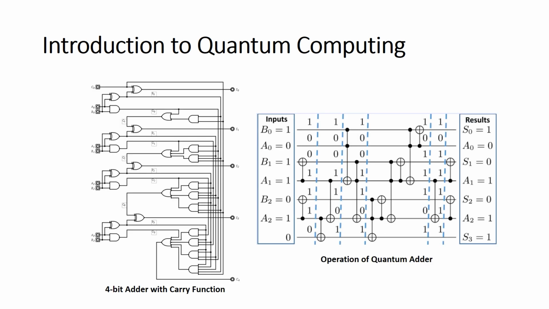In this slide, we are going to explore the practical side of quantum computing by comparing classical and quantum adder circuits. On the left, you see a classical 4-bit adder with a carry function circuit, and on the right, a quantum adder circuit. Let's dive deeper into the details. Here on the left, we have a classical 4-bit adder. The circuit is a workhorse of classical computing, performing addition and other arithmetic operations. The carry function circuit ensures that the addition is accurate.